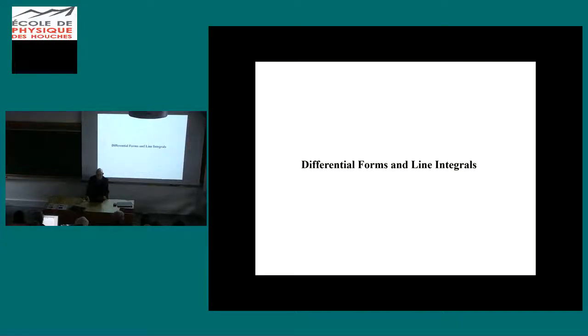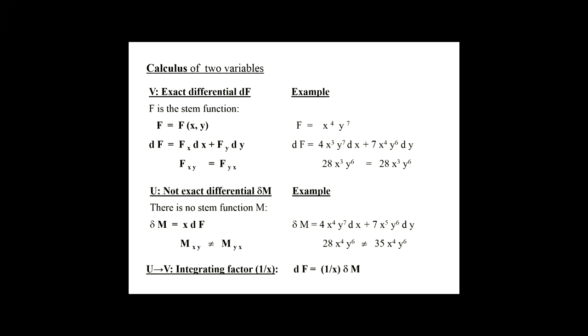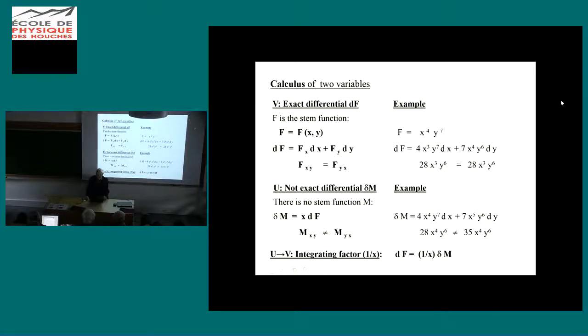Let me shortly talk about differential forms and line integrals in case you have forgotten. In two-dimensional calculus, we have exact differentials, df. f is the stem function, and df is formed by f_x dx plus f_y dy, and the mixed differentials are equal. You can look this up here and calculate that if you want to. And not exact differential forms, delta m, have no stem function. They can be constructed, for example, by multiplying an exact differential with x, and then we'll find the mixed differentials are not equal.